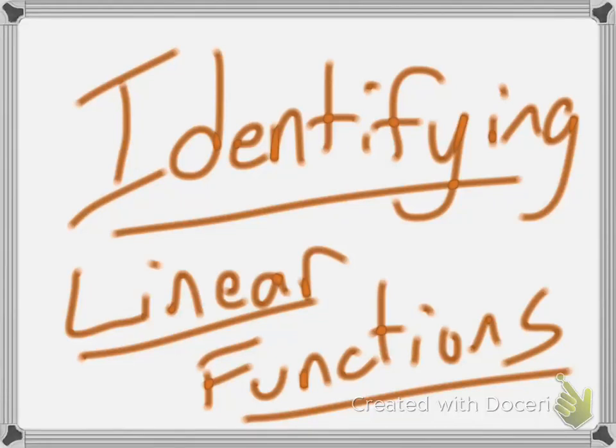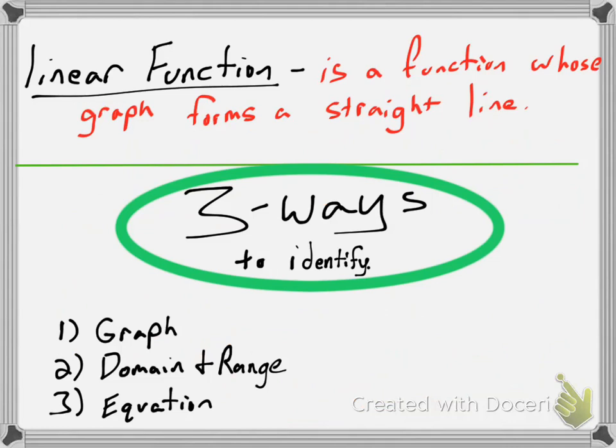Alright guys, we're going to be identifying linear functions today. So, linear function. It's a function whose graph forms a straight line. That's why it's called linear. So it's just a function that when you graph it in the calculator or you graph it by hand, like most of your projects that you've done, it forms a straight line.